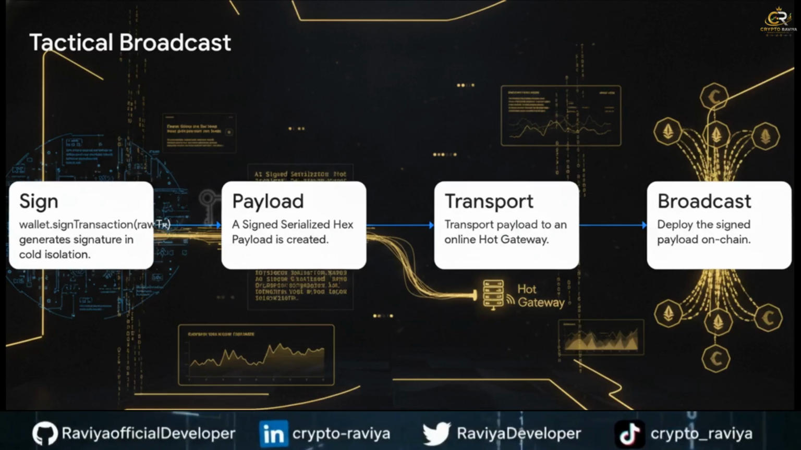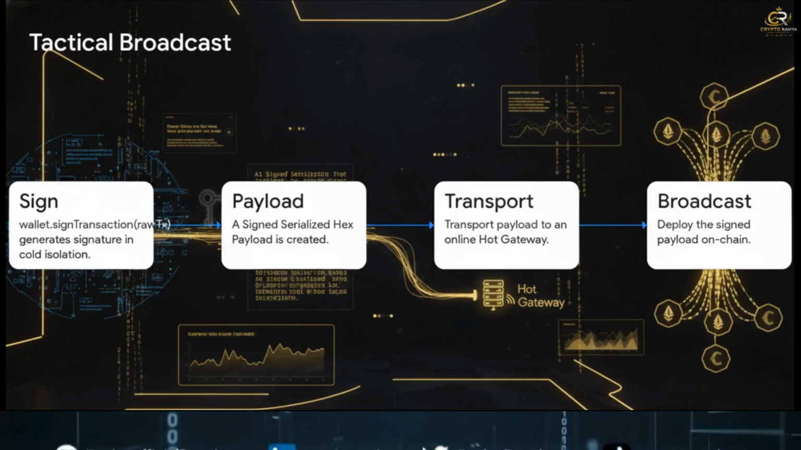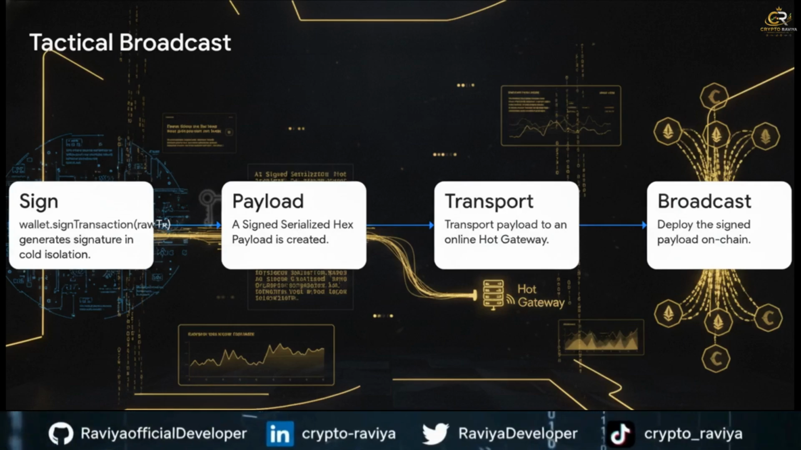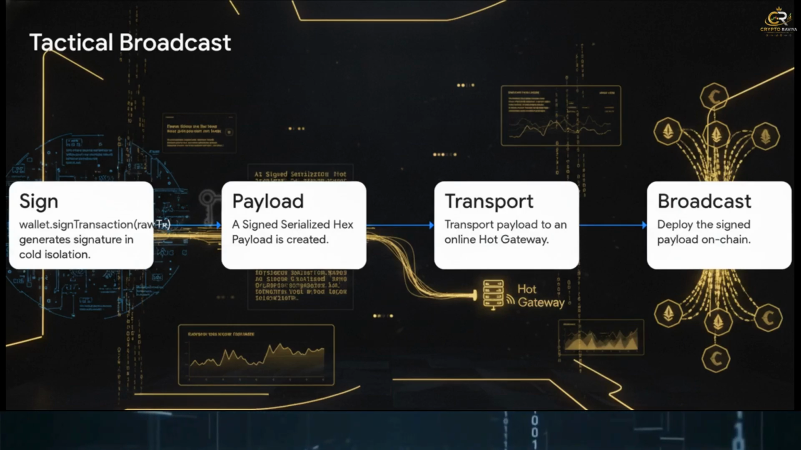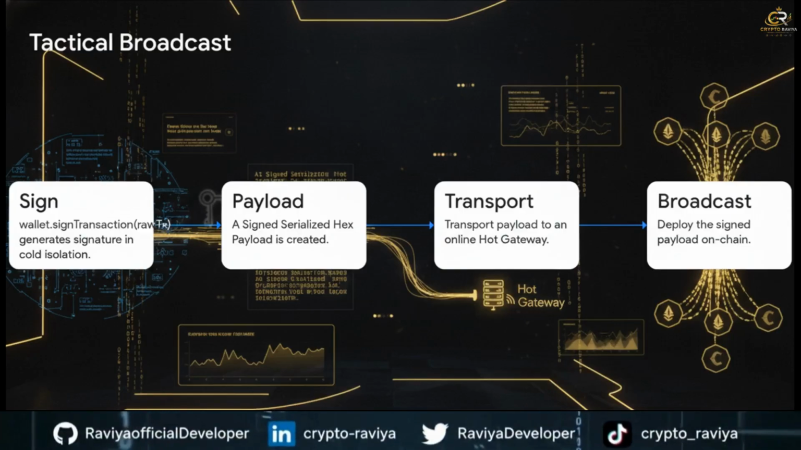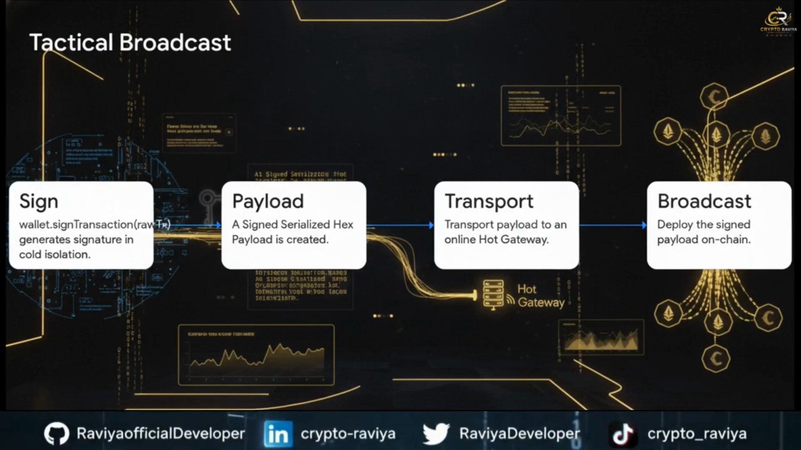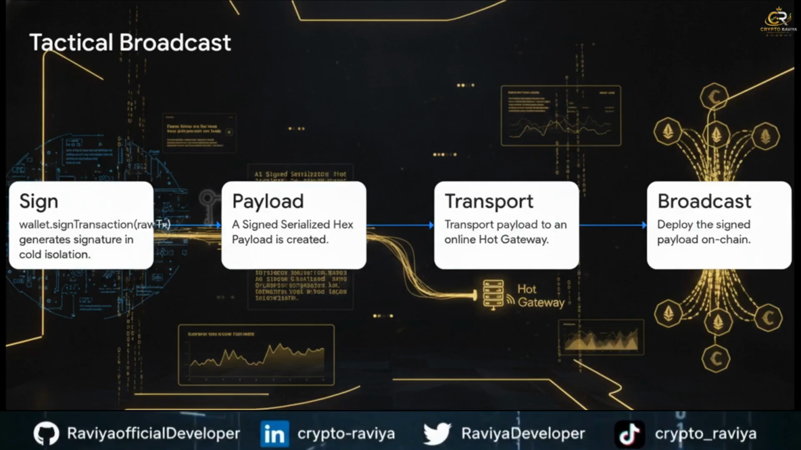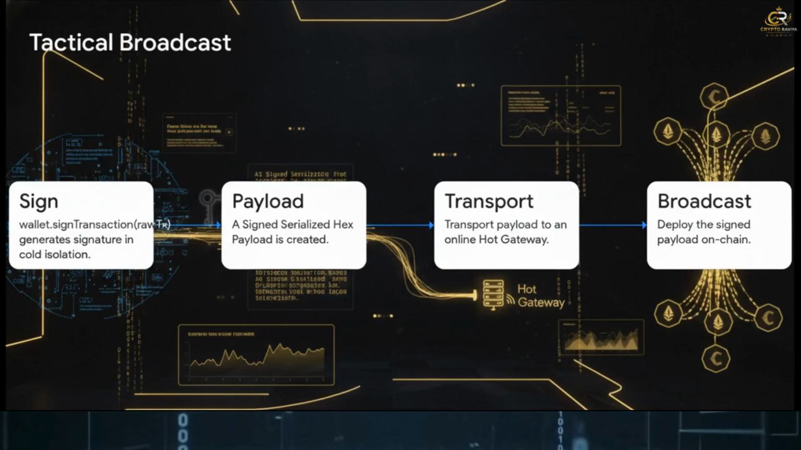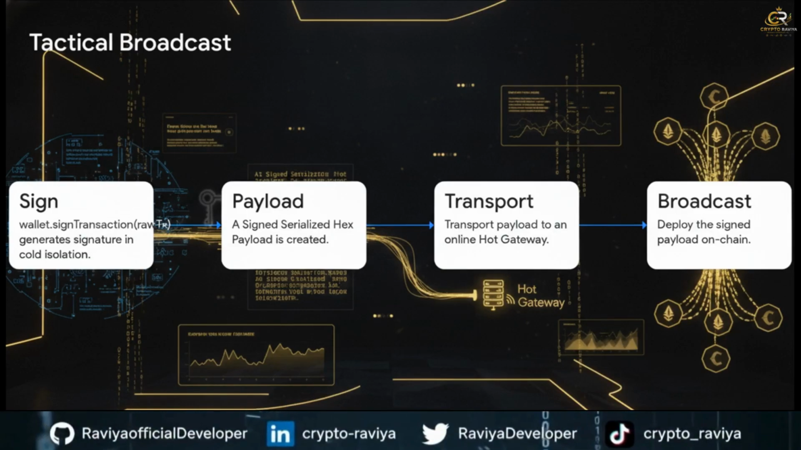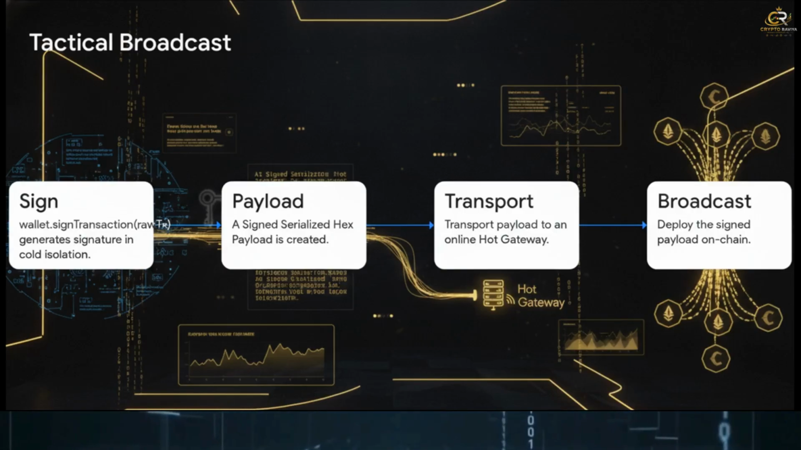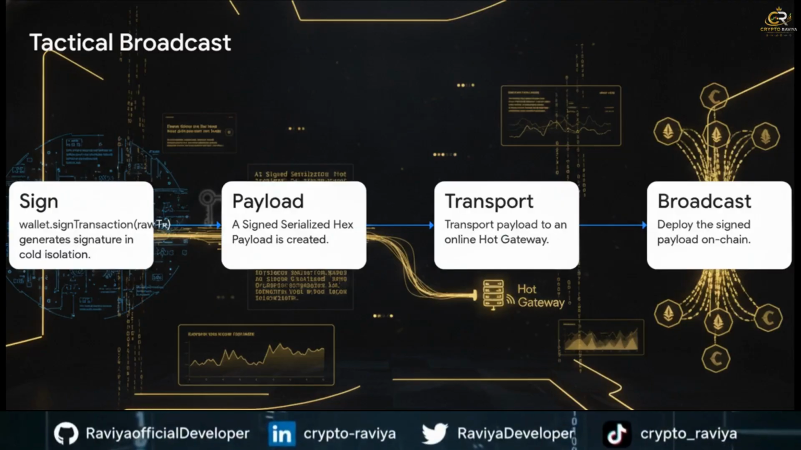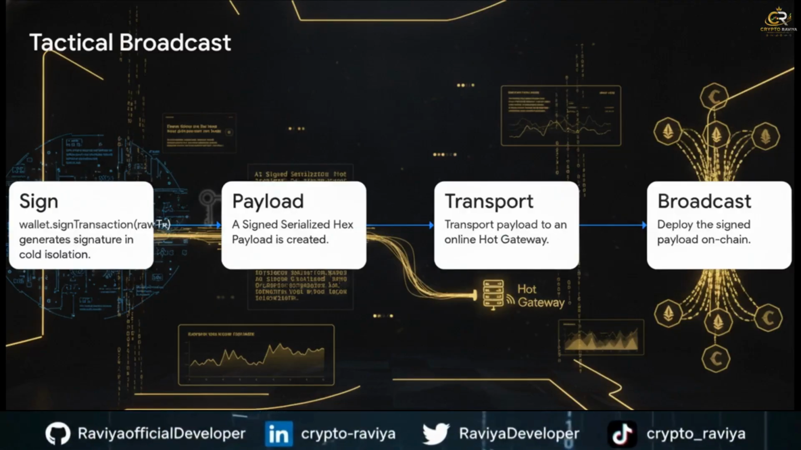First, you call the sign function inside your cold isolation layer. This generates a signed, serialized hex payload. Now, to the human eye, this is just a string of cryptographic gibberish, but on the blockchain, it is mathematically undeniable proof of your authorization. Then you transport just that hex payload over to an online machine, your hot gateway. Finally, you broadcast that payload to the network. The transaction goes live, and your private key? It remains a complete ghost.